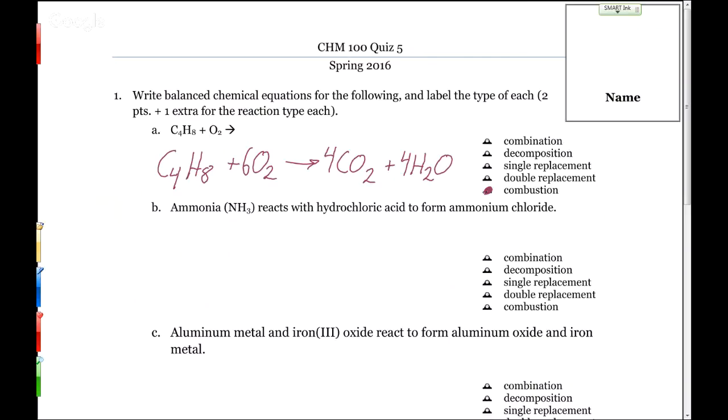Okay, ammonia reacts with hydrochloric acid. Ammonia is given, NH3. Hydrochloric acid is HCl. Forms ammonium chloride. Balanced? It is balanced, as is. What kind of a reaction is that? Combination. Combination, yeah. You've got two things combining to make one. So that's called a combination reaction.